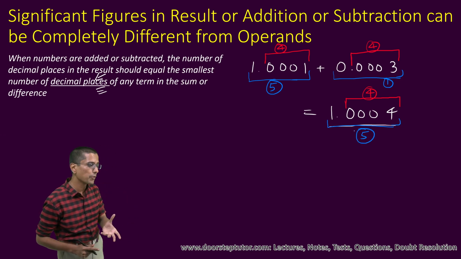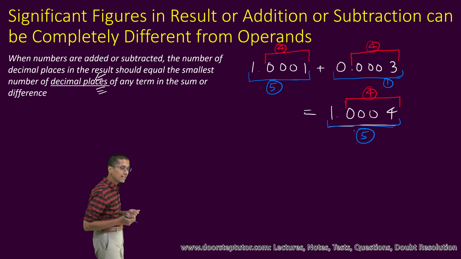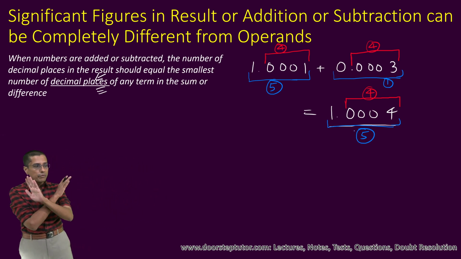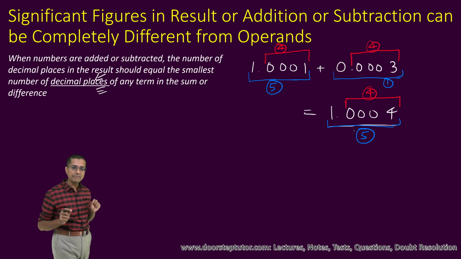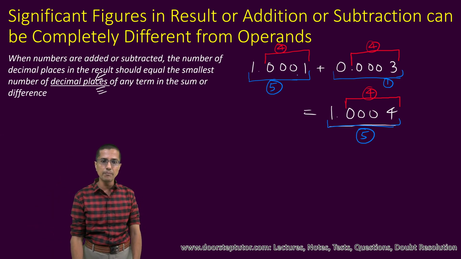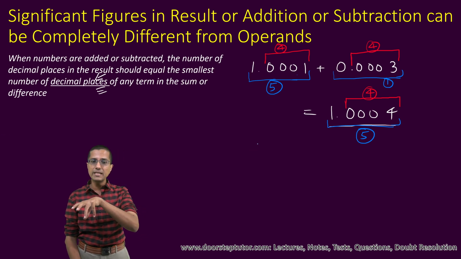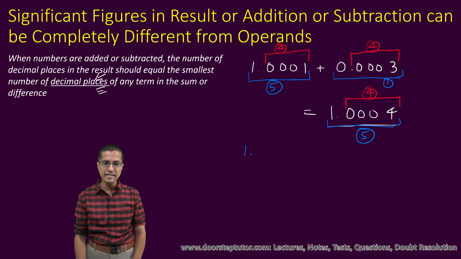So even though one of my operands had 1 significant figure, in my final answer I am still allowed to keep 5 significant figures, because in addition and subtraction, we do not worry about the significant figures at all. We only look at the number of decimal places in the operands to determine the number of decimal places in the final result. Here is another example.